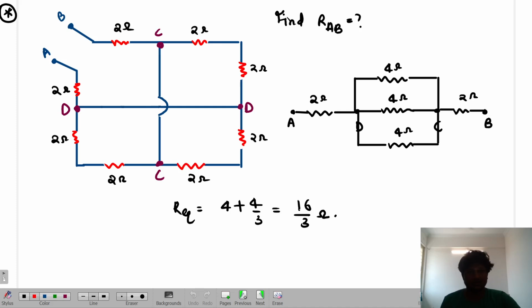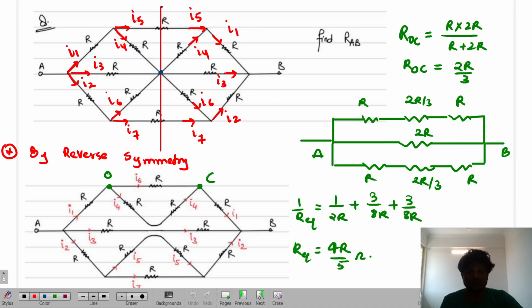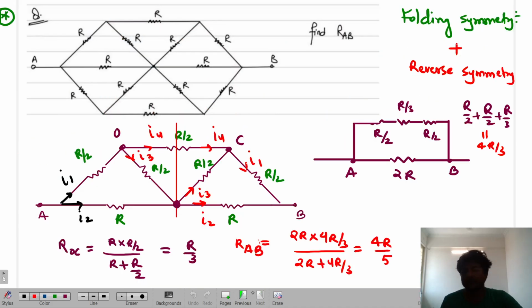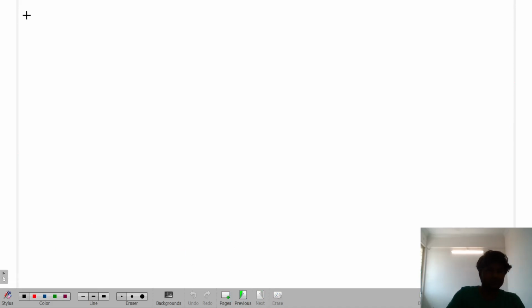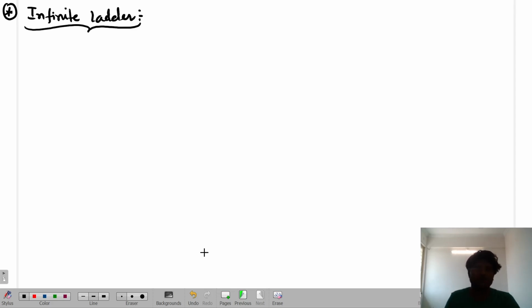So if you have symmetry, you can solve using this method. You can easily solve and you can try to find the answer all the time. The last type, which we always get, we call it as infinite ladder. Heard or not?